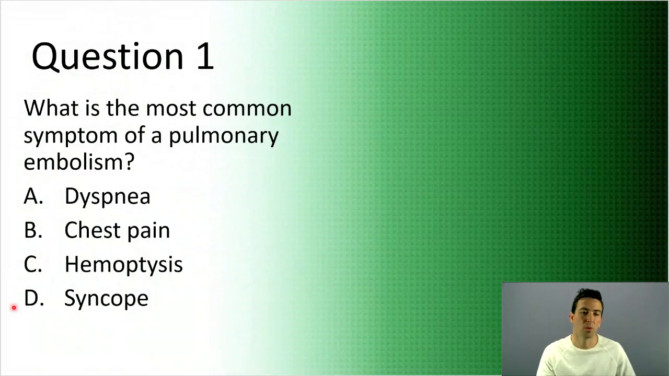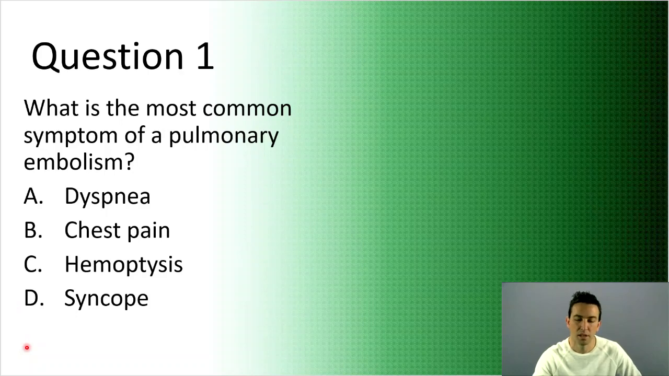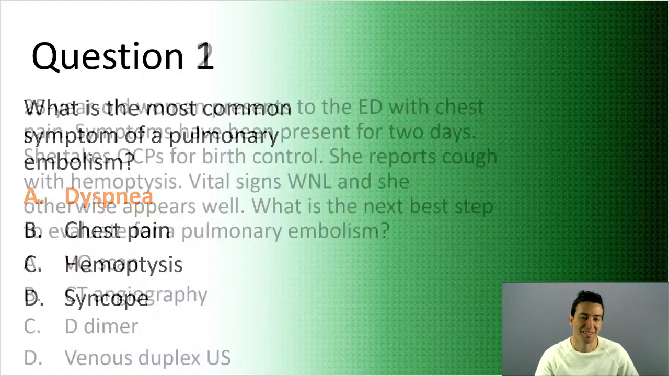Question number 1, what is the most common symptom of a pulmonary embolism? So again, dyspnea, chest pain, hemoptysis, syncope. Covering that before. Dyspnea being the most common symptom for a pulmonary embolism. Chest pain for that aortic dissection. For some reason, they love these questions on the test, you know.